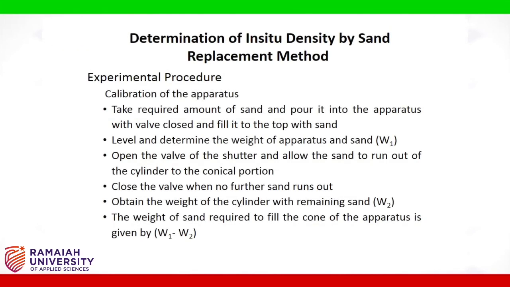Experimental procedure: calibration of the apparatus. Take the required amount of sand and pour it into the apparatus with the valve closed and fill it to the top with sand. Level and determine the weight of the apparatus and sand, W1. Open the valve of the shutter and allow the sand to run out of the cylinder to the conical portion. Close the valve when no further sand runs out. Obtain the weight of the cylinder with remaining sand, W2. The weight of sand required to fill the cone of the apparatus is given by W1 minus W2.